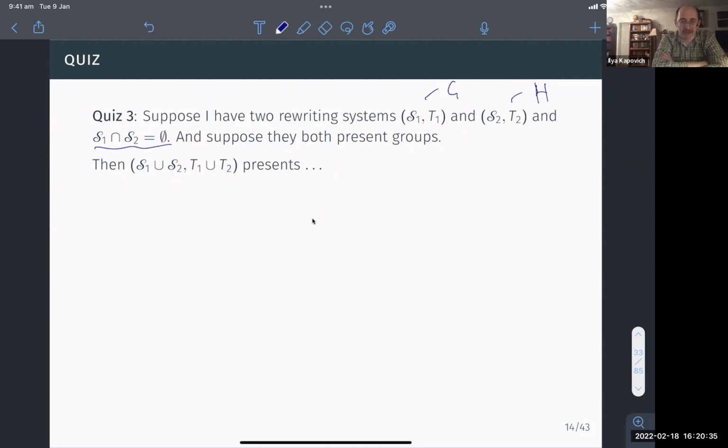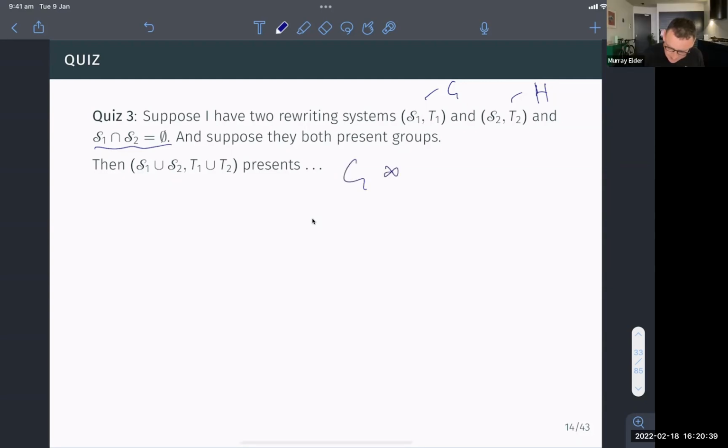And hopefully the free product, right? The free product, actually. Excellent. So you get a free product from that rewriting system.